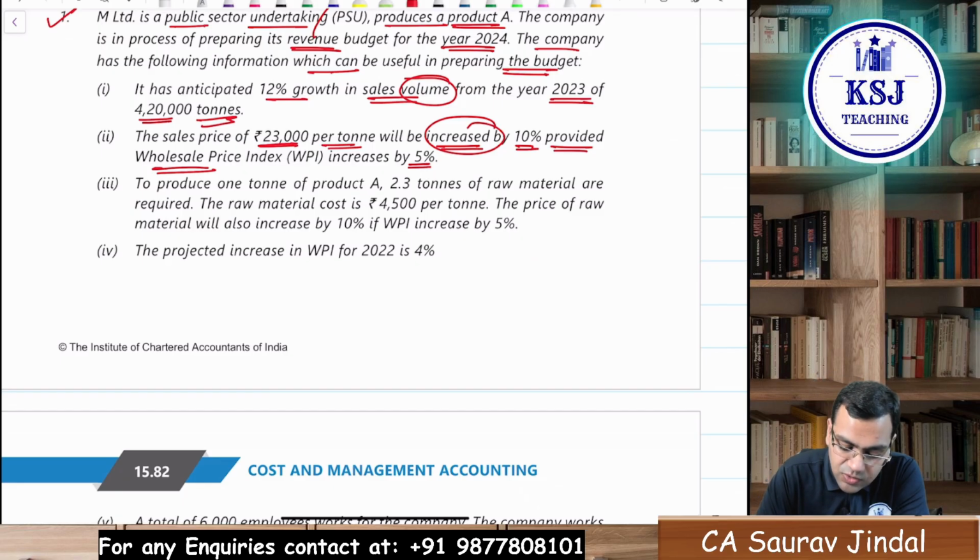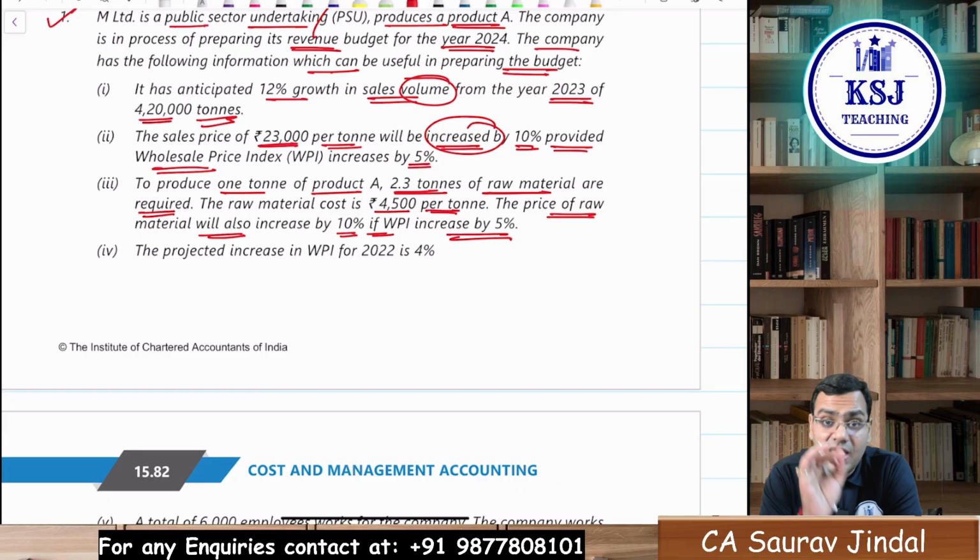Next, to produce 1 ton of product A, 2.3 tons of the raw material are required. The raw material cost is 4,500 per ton. The price of the raw material will also increase by 10% if WPI increases by 5%. Again, the increase in the price of the raw material is conditional, dependent upon the WPI. If WPI increases by 5%, only then the sale price will increase by 10% and the raw material price will also increase by 10%.